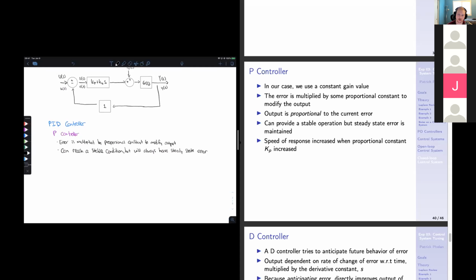All right, and then we have our speed of the response is increased when our proportional constant Kp is increased. So let's first write that, and then we'll talk about it.